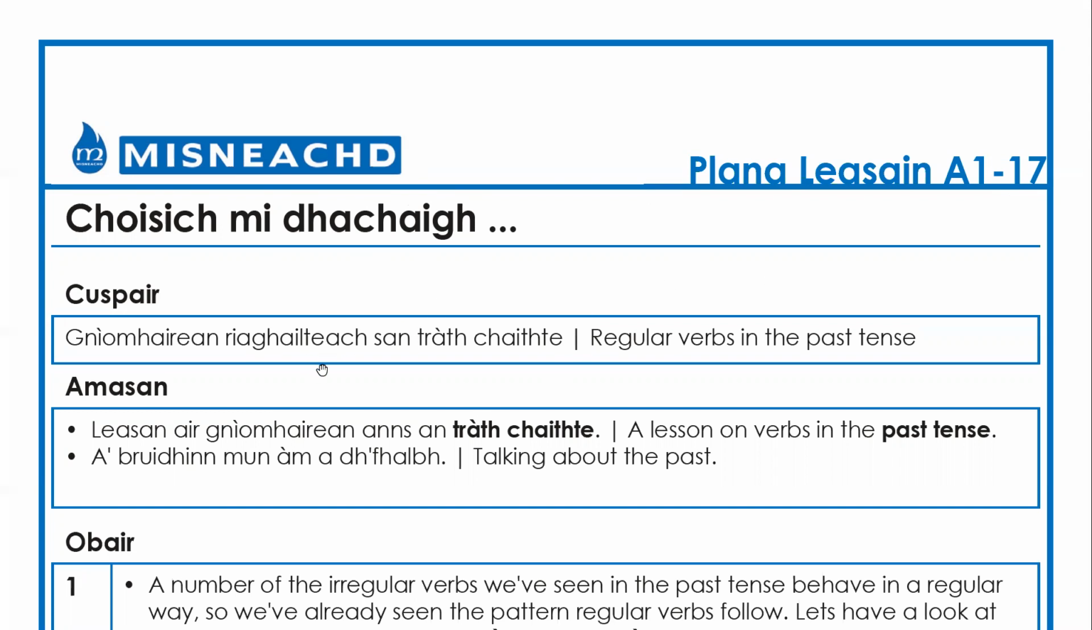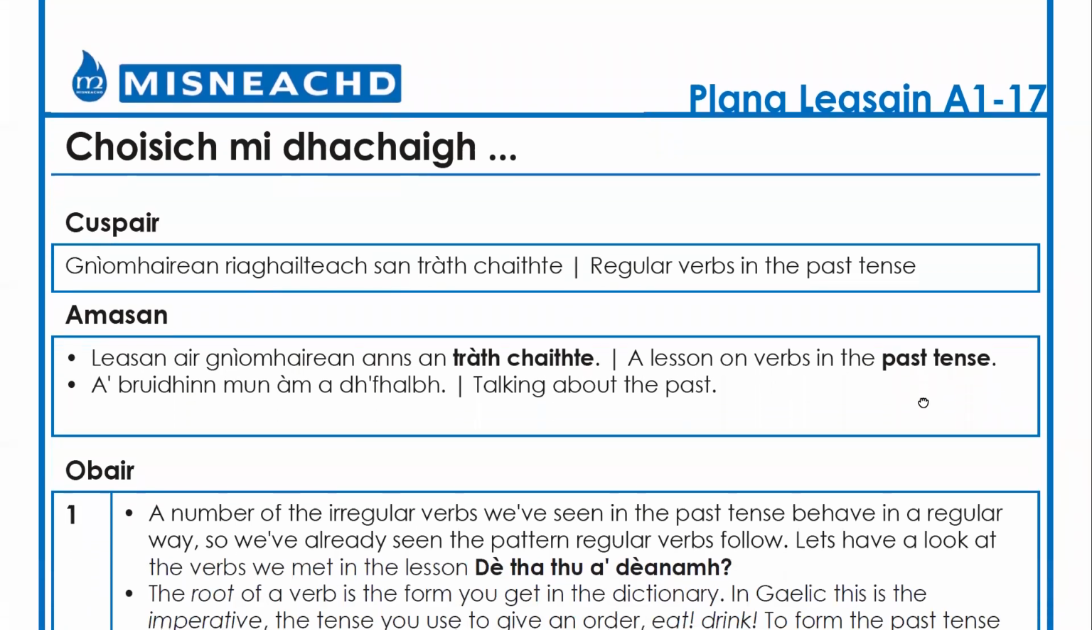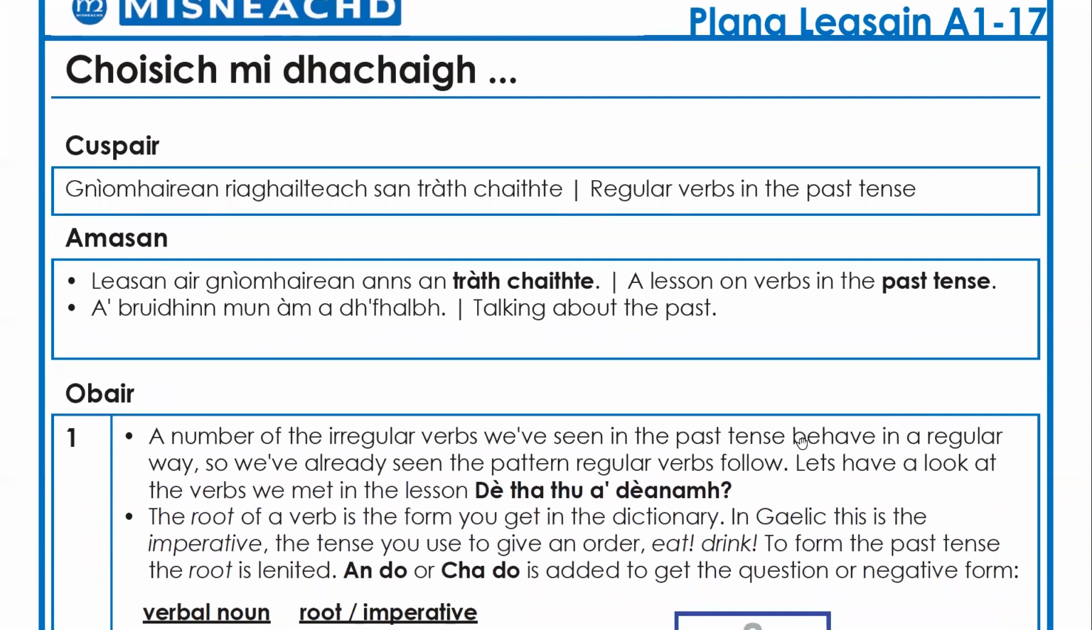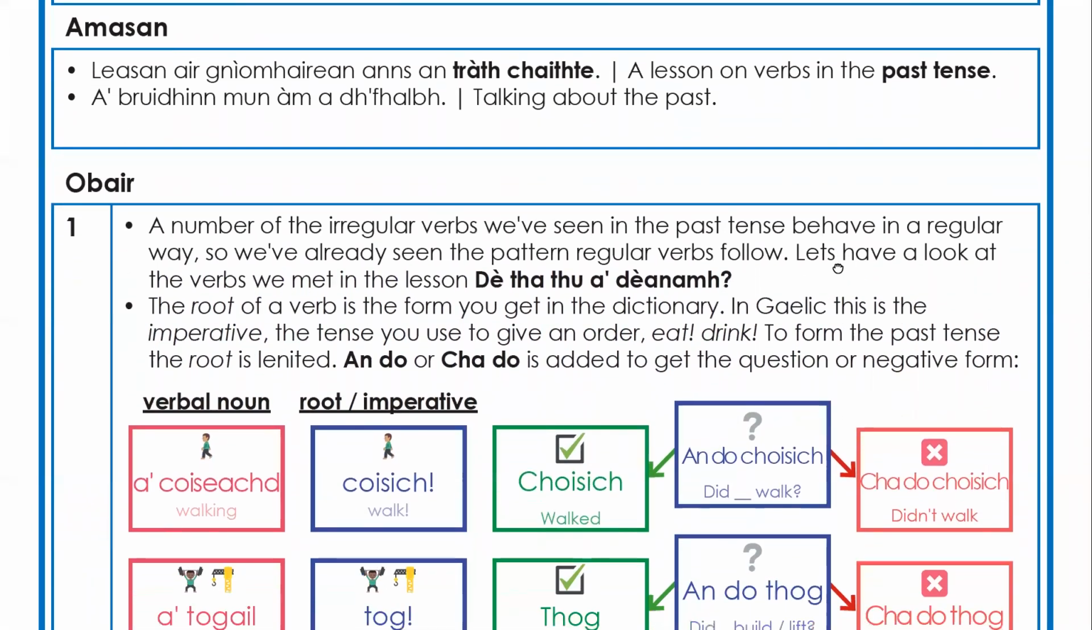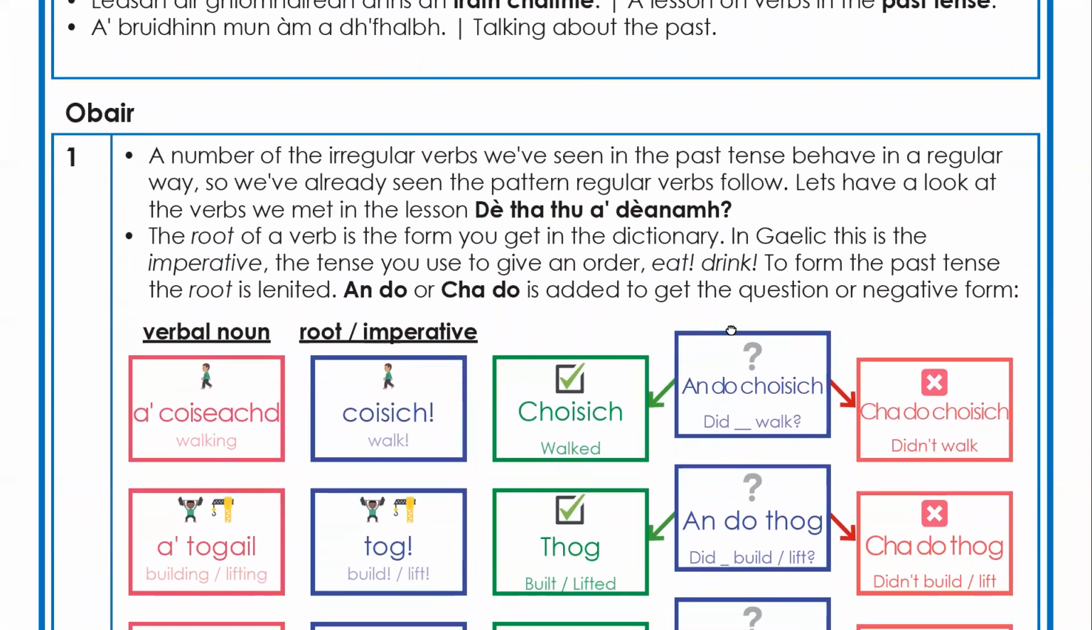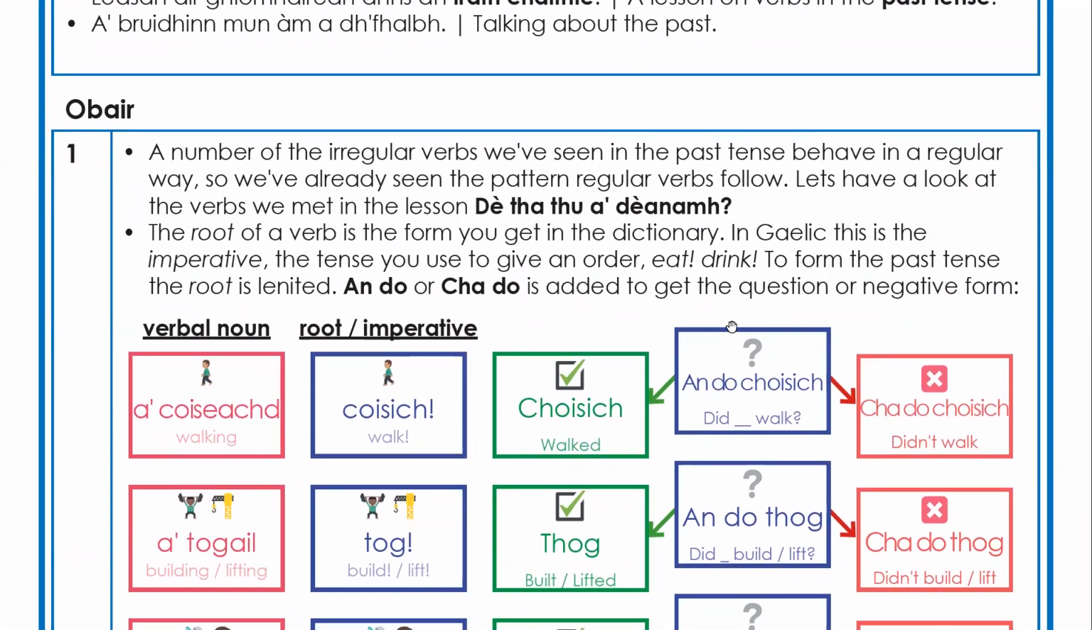In this lesson, we'll be looking at regular verbs in the past tense. So verbs in the past tense, and using them to talk about the past. A number of the regular verbs we've seen behave in a fairly regular way. We've already seen the pattern regular verbs follow, so let's have a look at the verbs that we met in the last lesson, looking at verbs that we've already seen in their verbal noun form.